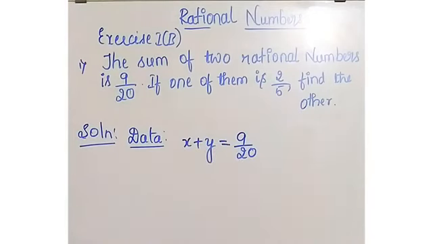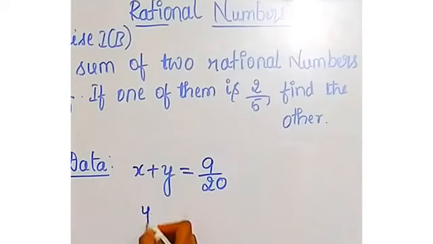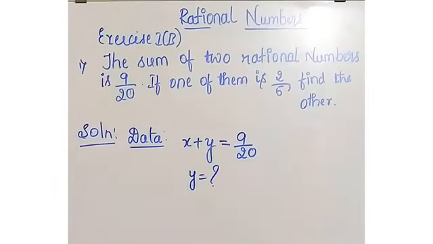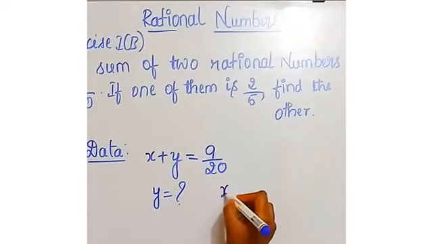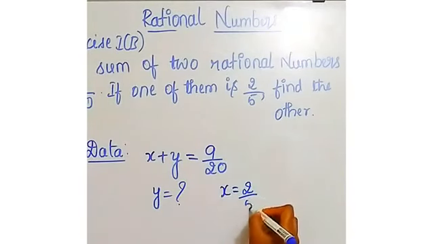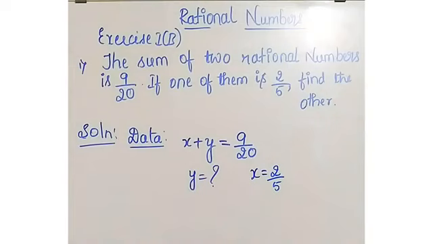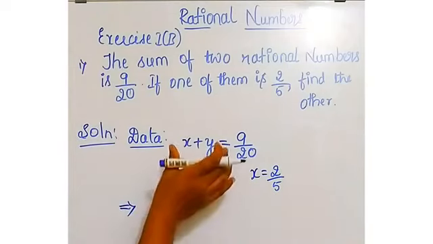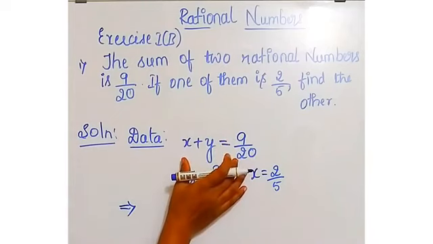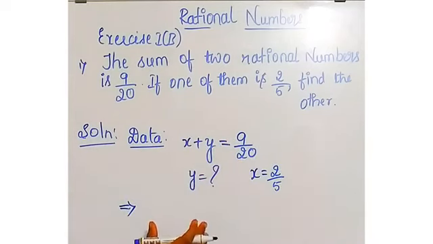Choose any one of the given variables as 2 by 5. Here, as usual, we will take y as the variable always. We need to find the value of y, right? So I'll take y as the required solution, and I'll choose x equal to 2 by 5. Now we will move on to solving using the given data.